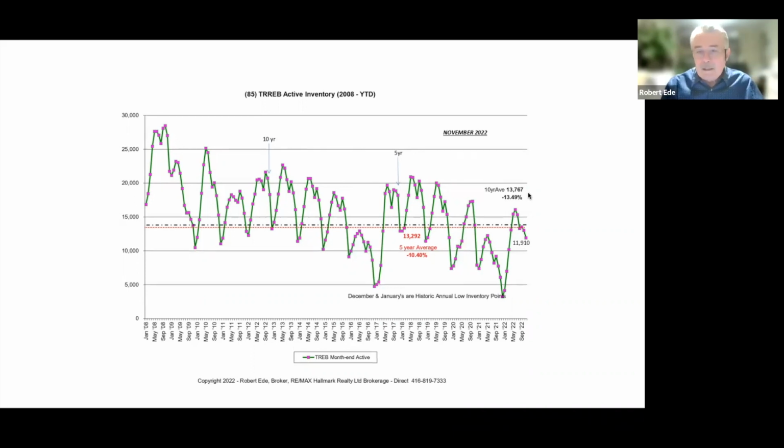Now, each year is different. If you have a hot first half, you may have a slow second half. The November, December, January months are quiet. It's winter. Many people buy before that. So here's one way of looking at what the pace of the market is: inventory.